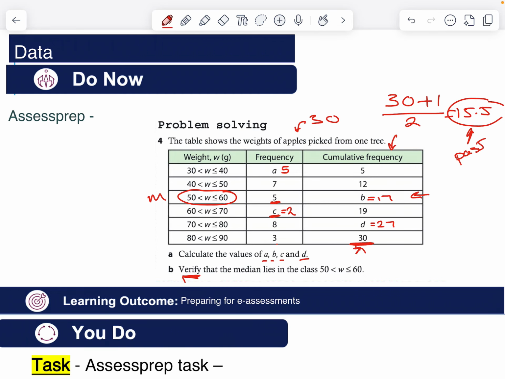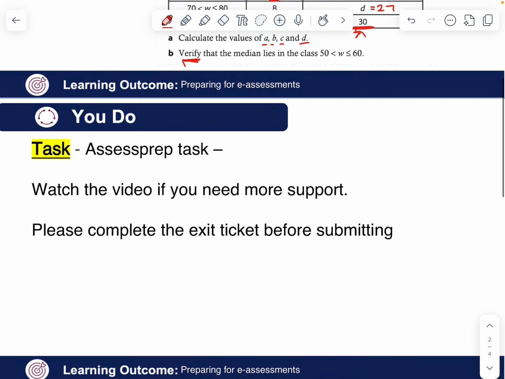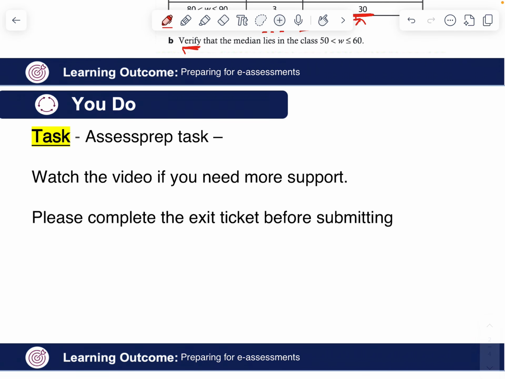Okay, so when we get to that, your task for today, you can go to Google Classroom. Again, it is assess prep. It's going to be just on data and it shouldn't be too bad. Okay, make sure you complete it before the end of the lesson.